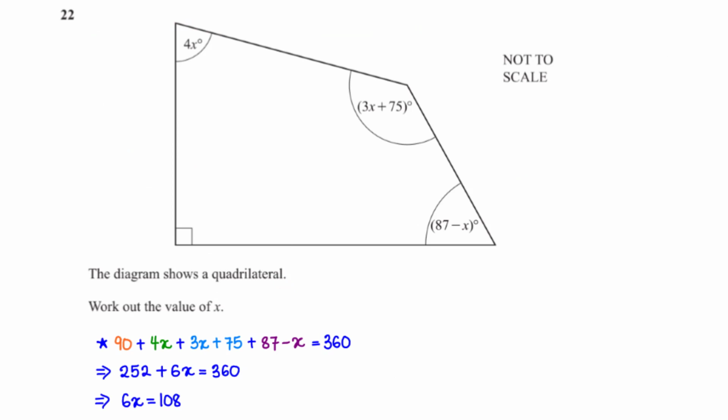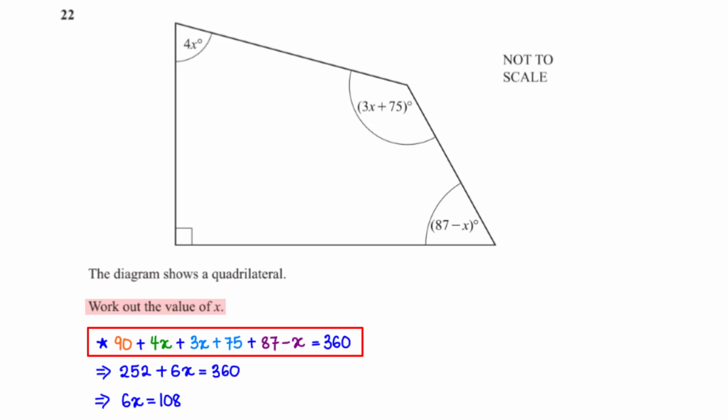The diagram shows a quadrilateral. Work out the value of x. The sum of the angles in a quadrilateral must add up to 360 degrees. So we have 90 plus 4x plus 3x plus 75 plus 87 minus x equals 360.